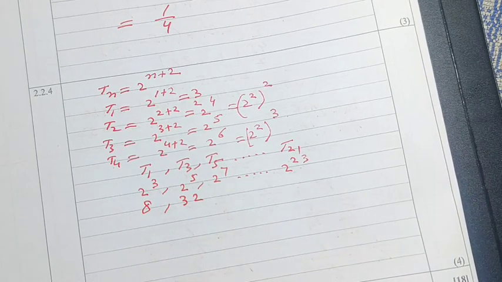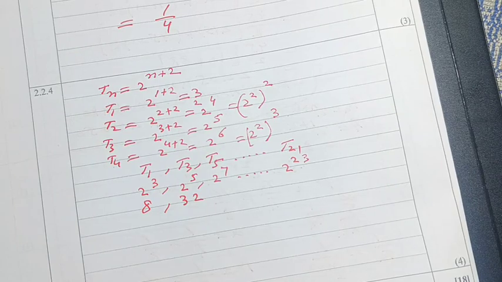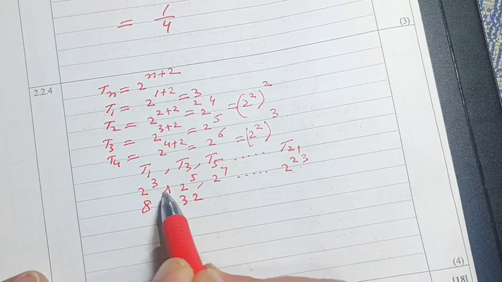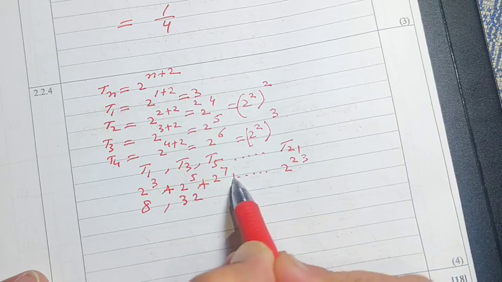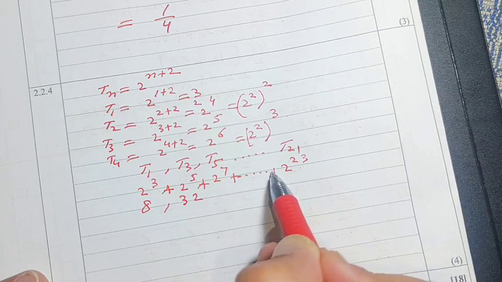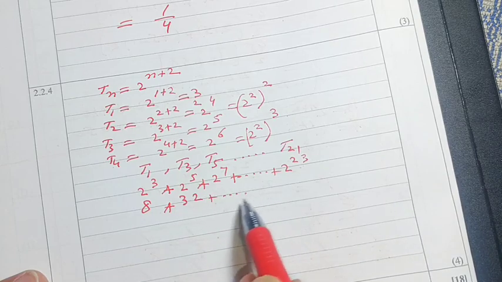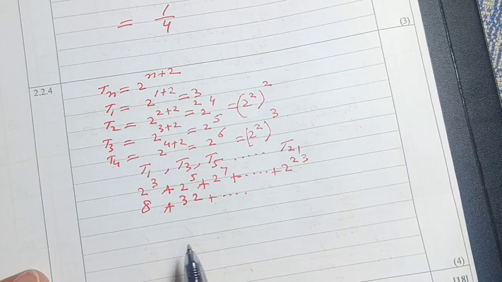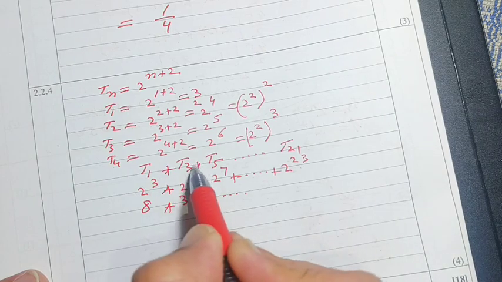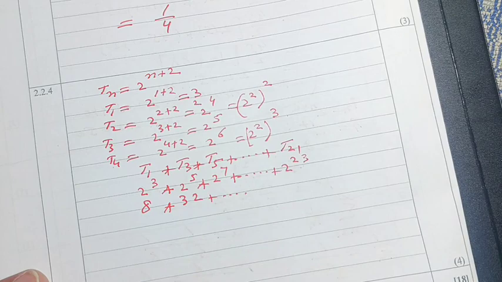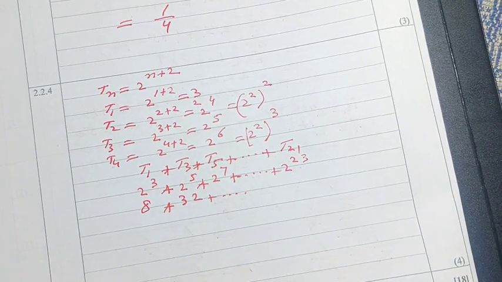We only need the first term and the ratio. So we need to calculate the sum of terms, so I must write plus here. This is a geometric series. Plus, and so on. So this is a geometric series, so I must write the plus.